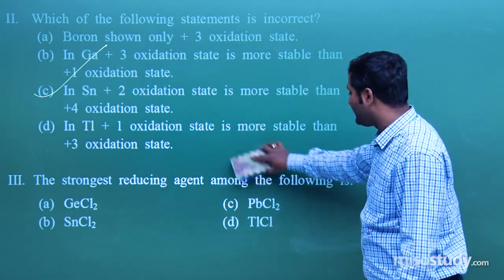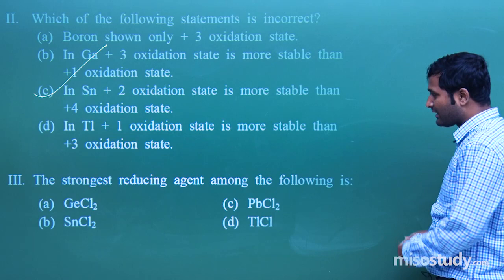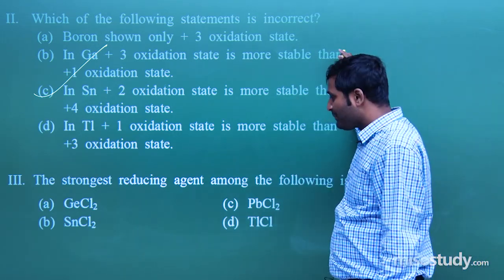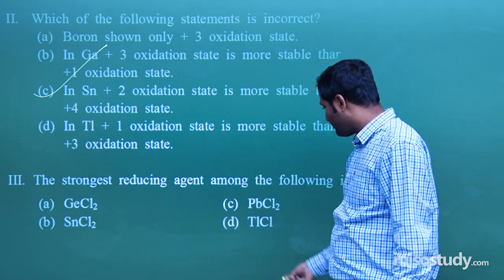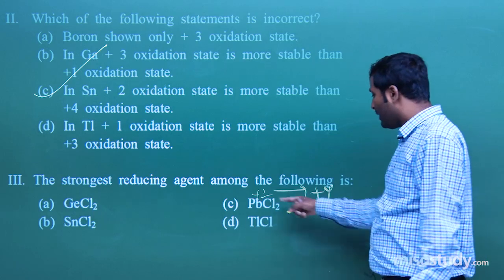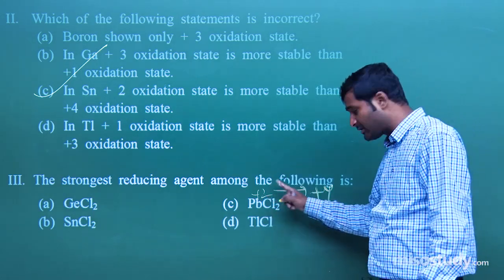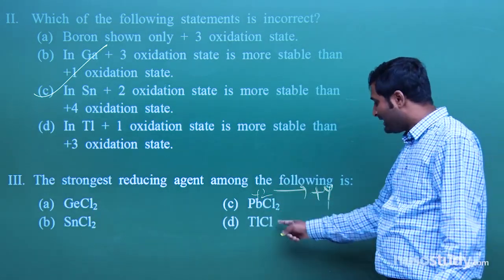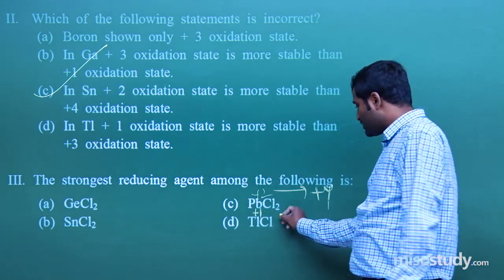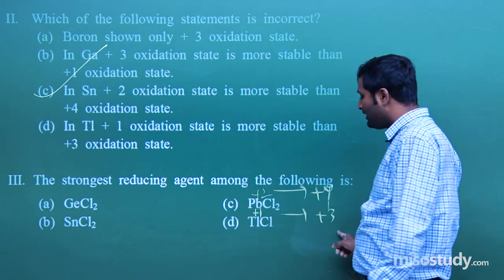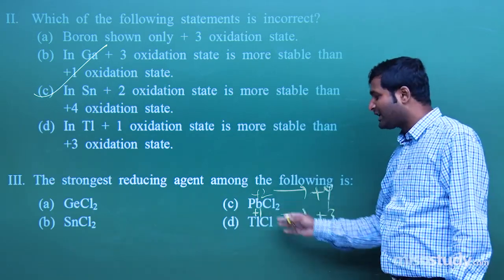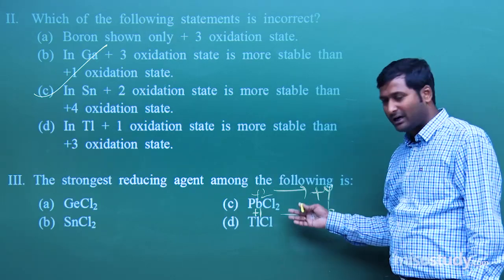The strongest reducing agent. Look at what is the strongest reducing agent. What is a reducing agent? Definitely it increases its oxidation state. If I talk about PbCl2, in the +2 oxidation state it will not convert to +4, because +2 is more stable than +4 in the case of Pb. TlCl, as we know, Tl has +1 and +3, and +1 is more stable than +3. So no oxidation takes place, that is, it will not act as a reducing agent.